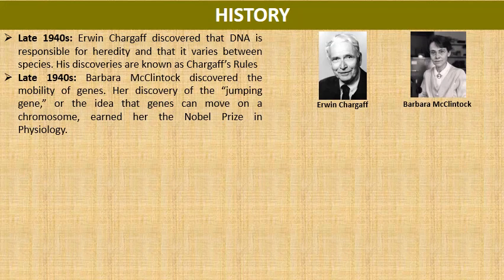In the late 1940s, Barbara McClintock discovered the mobility of genes, ultimately challenging virtually everything that was once thought to be. Her discovery of the jumping gene, or the idea that genes can move on a chromosome, earned her the Nobel Prize in Physiology.